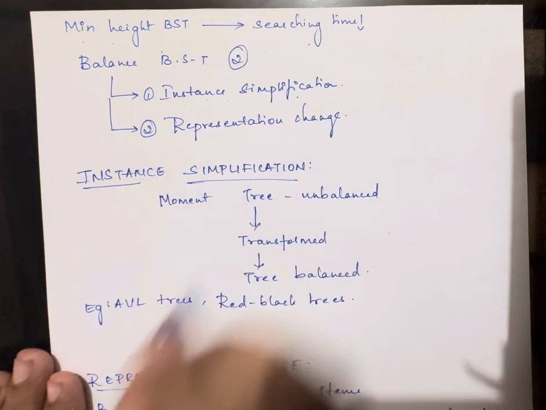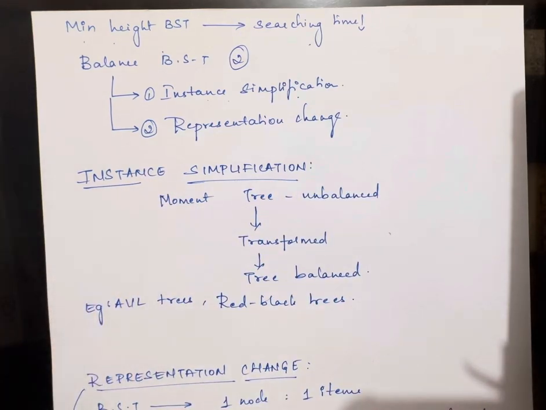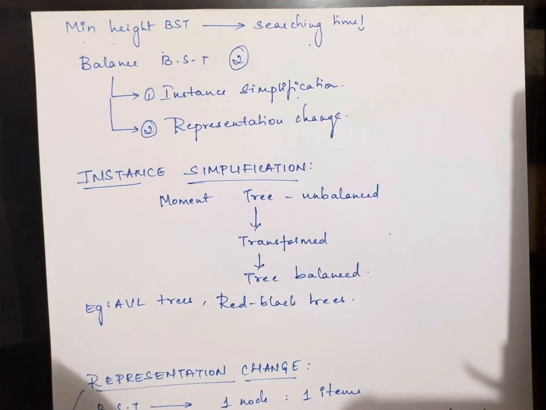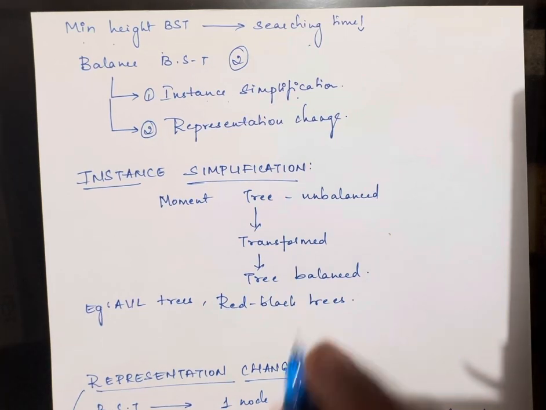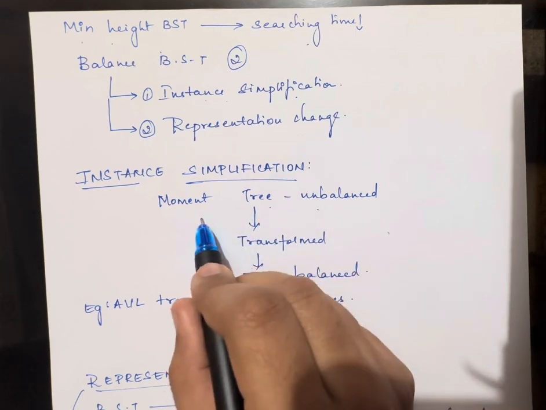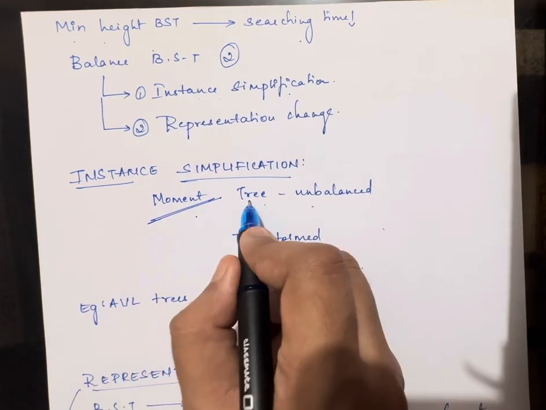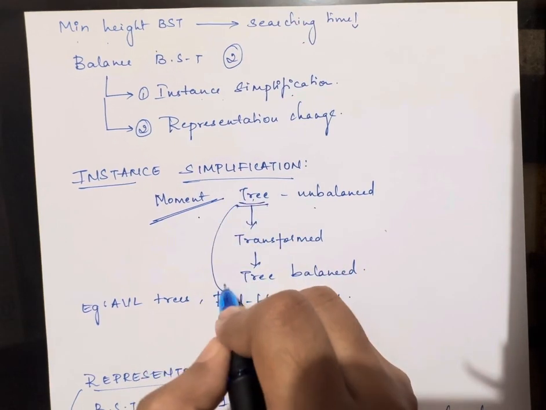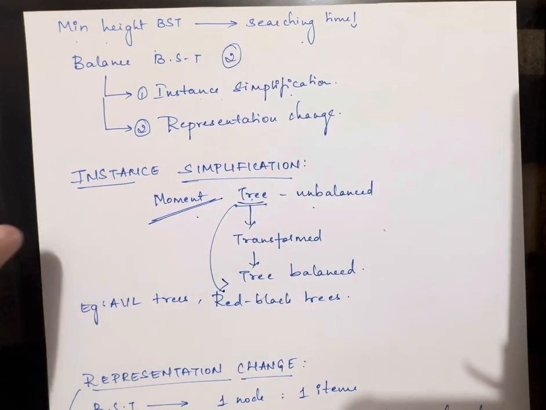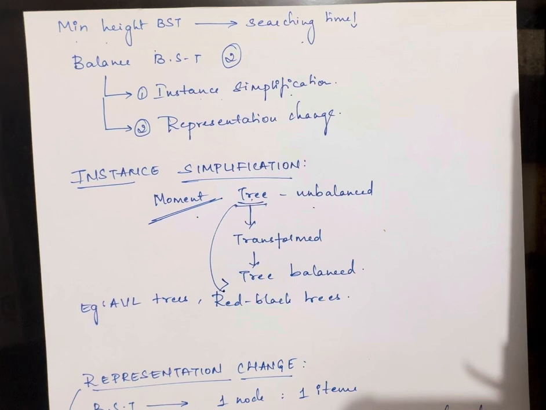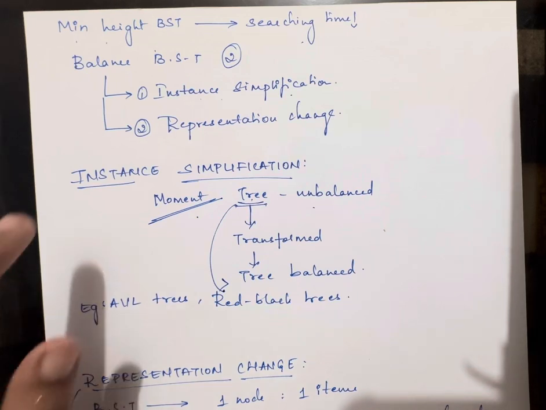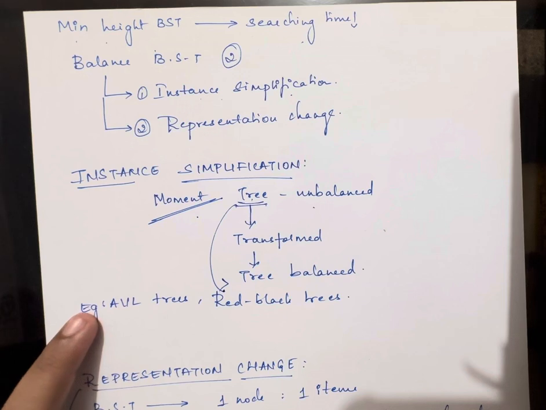What is instance simplification? When we are constructing a tree, or when we are inserting or deleting, or doing some operation on that tree, if that tree becomes unbalanced at any point of time, at that particular moment, we will transform that tree and make it balanced. This is instance simplification. At that particular instance, if it is unbalanced, we will change it to balanced. An example of this is AVL trees and red-black trees.